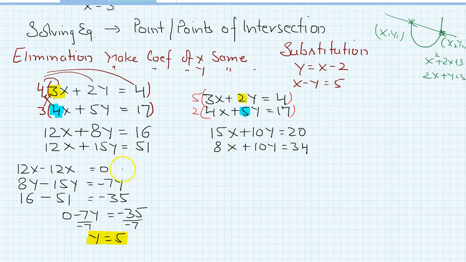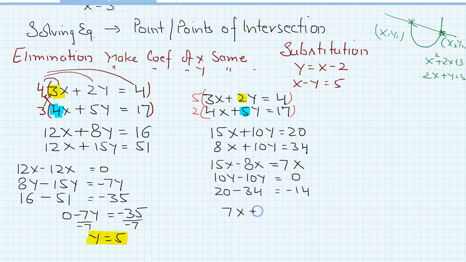Now we are going to do it in the same way. So we have 15x minus 8x, 10y minus 10y, and 20 minus 34. 15x minus 8x will be 7x, this is 0, and this is minus 14. So now this one is 7x plus 0 is equal to minus 14.